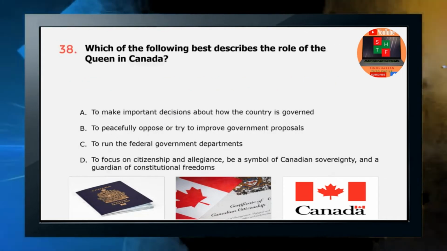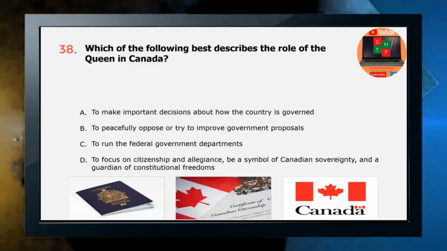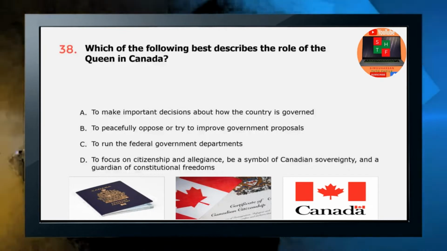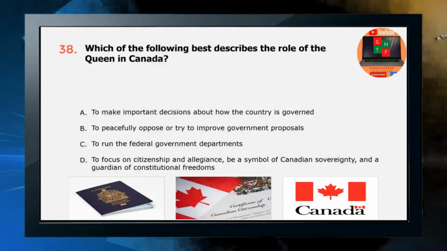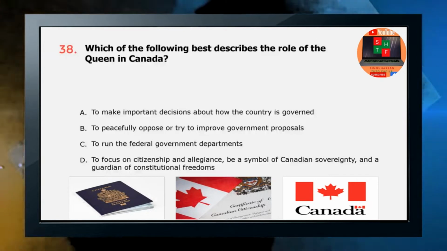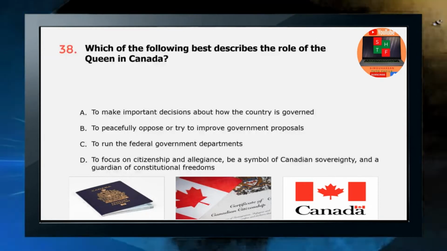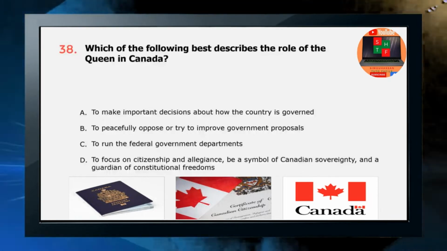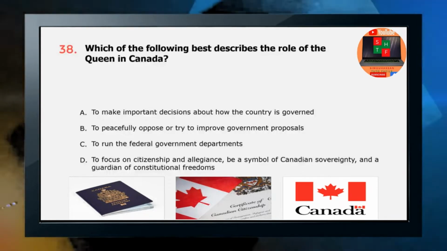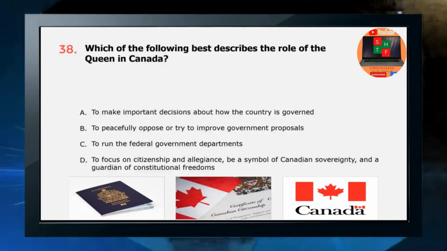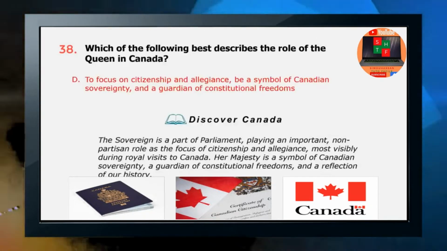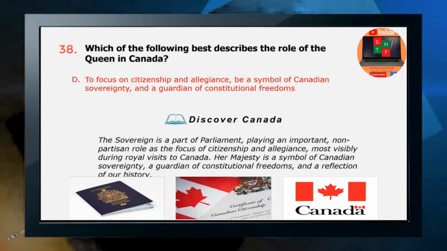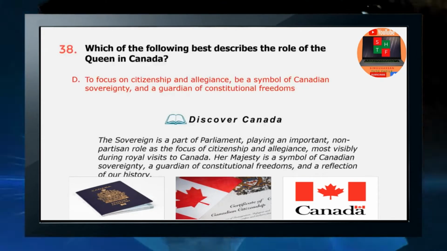Question 38. Which of the following best describes the role of the Queen in Canada? A. To make important decisions about how the country is governed. B. To peacefully oppose or try to improve government proposals. C. To run the federal government departments. D. To focus on citizenship and allegiance, be a symbol of Canadian sovereignty, and a guardian of constitutional freedoms. The answer is D. To focus on citizenship and allegiance, be a symbol of Canadian sovereignty, and a guardian of constitutional freedoms.